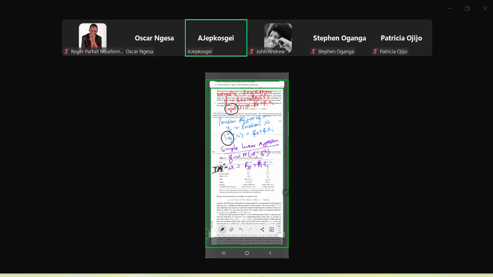Is that okay? To understand where these link functions come from, we must understand something we call the exponential family distribution. Exponential distribution family. Is that okay?